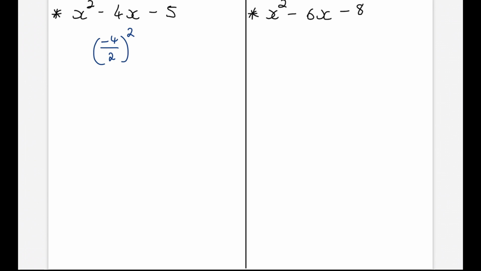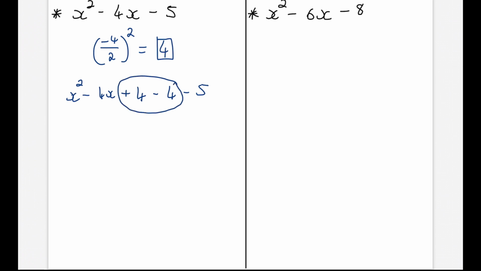Now, half of negative 4 is negative 2. And when you square negative 2, you get 4. So 4 is our special number, which we're going to add and subtract. Now, we always add it and subtract it right after the b term. So we're going to say x squared minus 4x plus the special number minus the special number. Now the reason we're allowed to do this is because this is just 0. Minus 4 and plus 4 give us 0. So we haven't changed the expression at all.